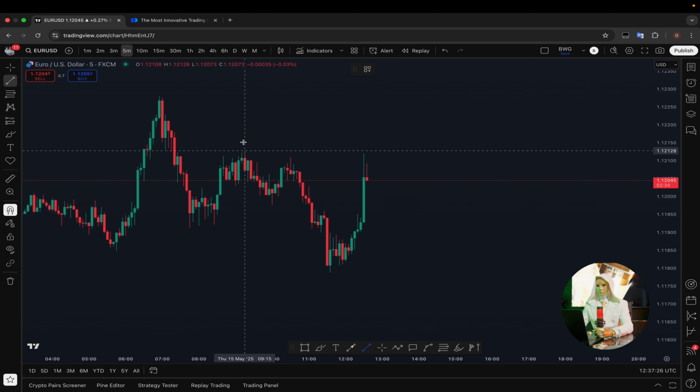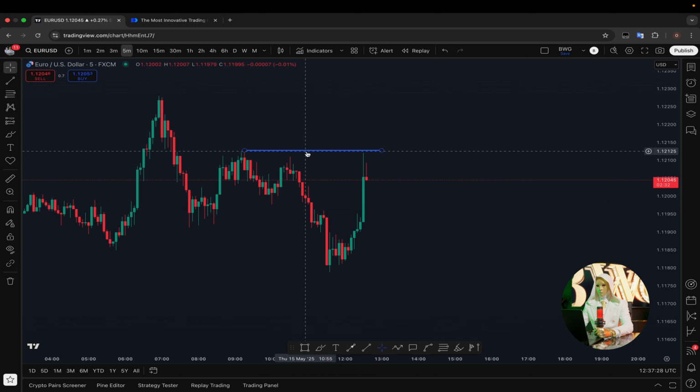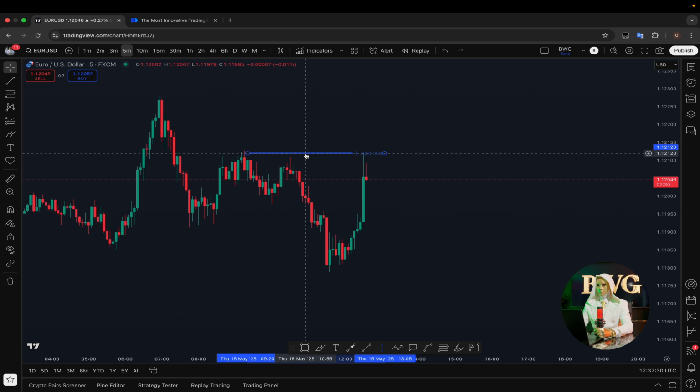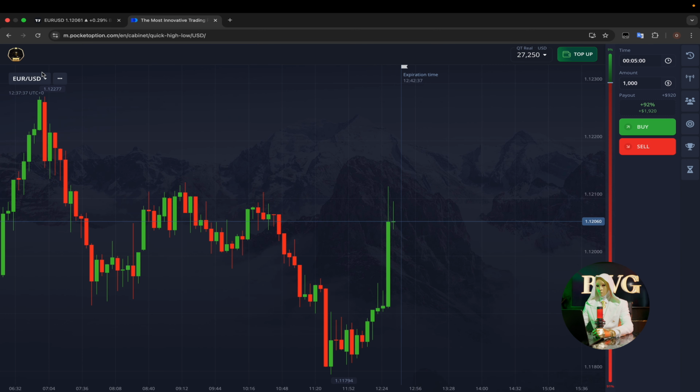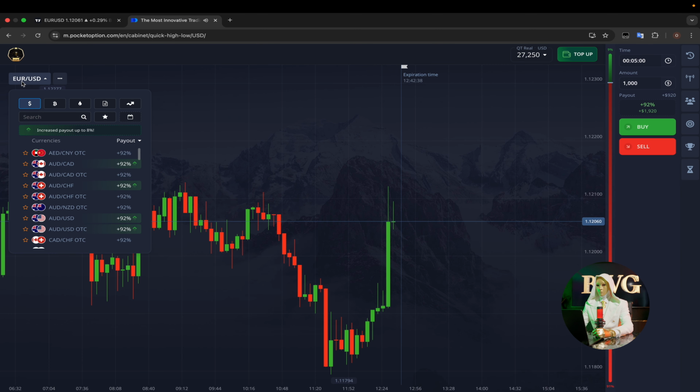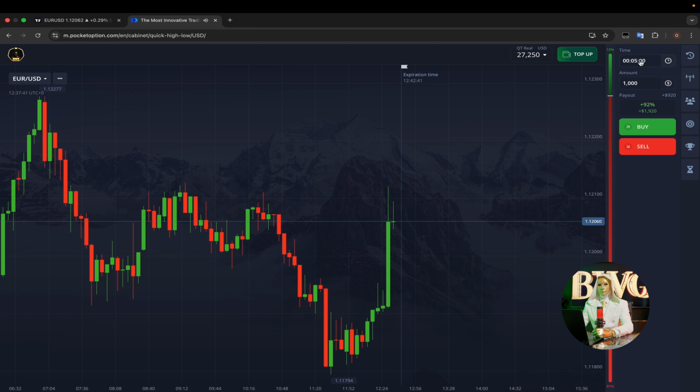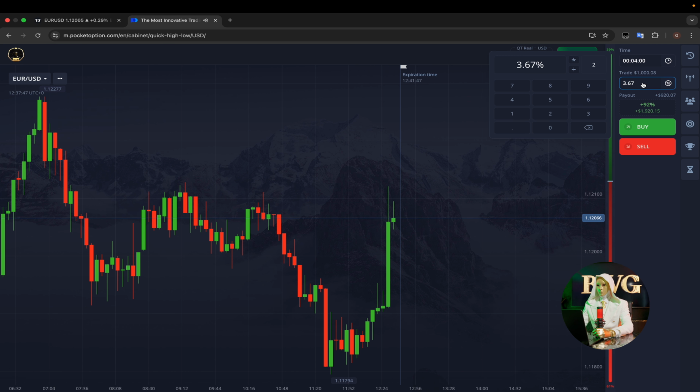This level is here. Well, you can mark it with a zone. That is, it's all schematic, but the price has already come here. What does this mean? This means that there is a possibility of short positions. Let's go to the platform, open the USD pair. We choose a time. I will enter for 4 minutes. And choose the amount of the deal. I usually risk 5% of my deposit. Press the sell button, and the order is activated.